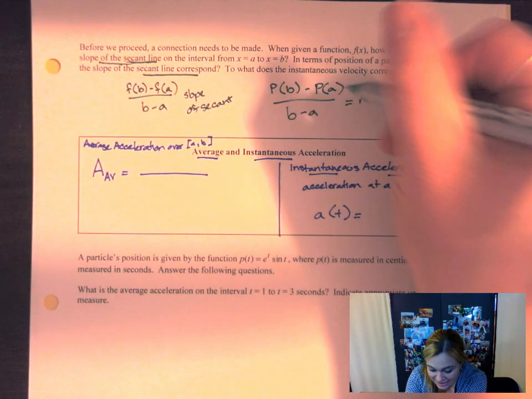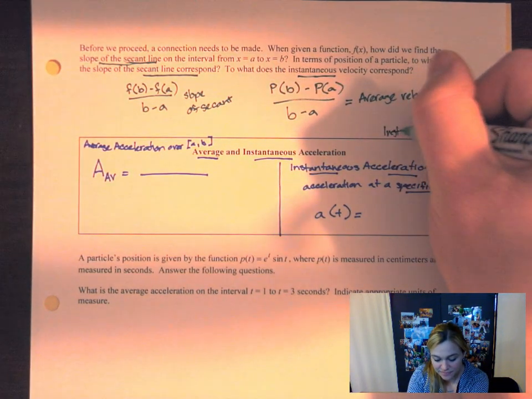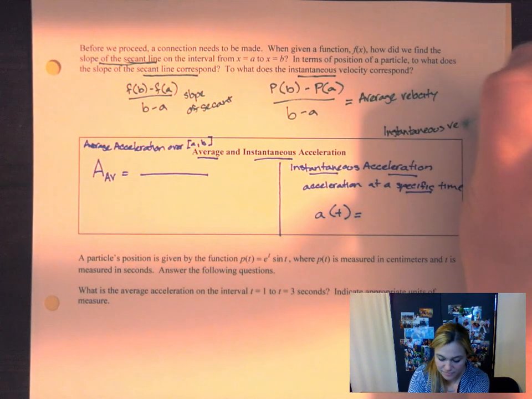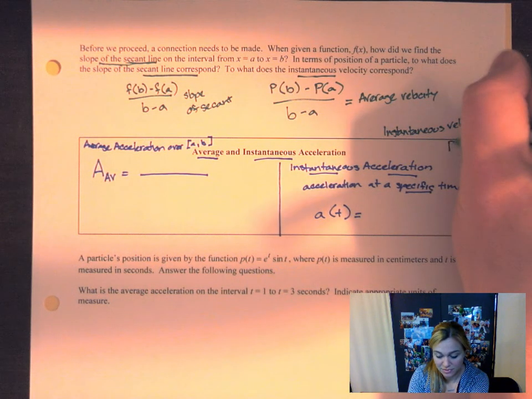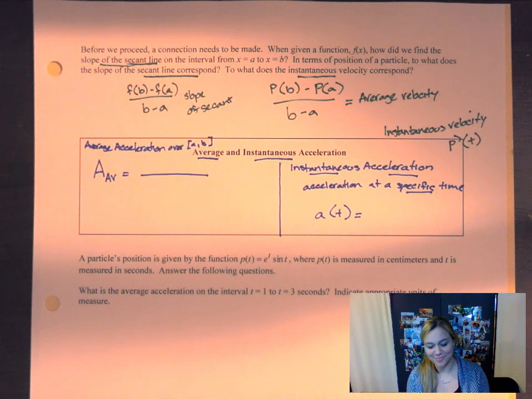If you want instantaneous velocity, there's another one. Instantaneous velocity. Like before, we would have found just f prime. This is really close. It's just p prime. We did it. Okay, let's do more.